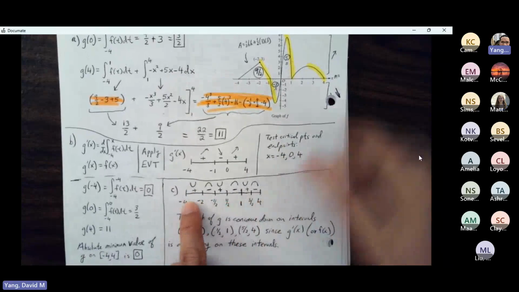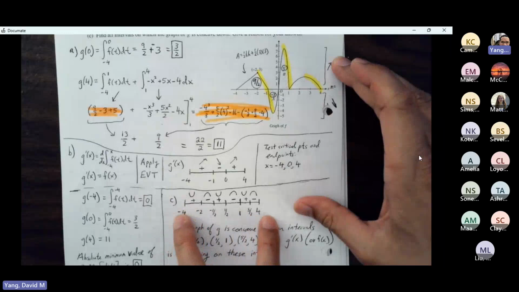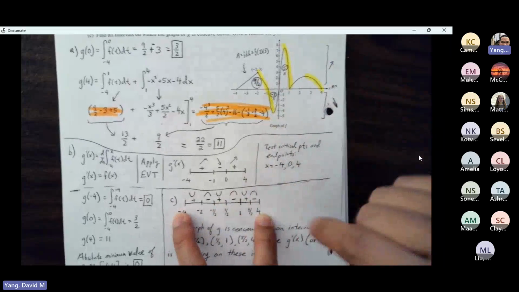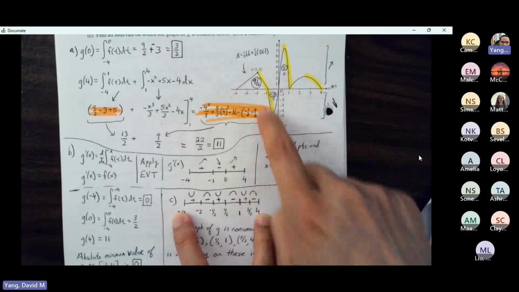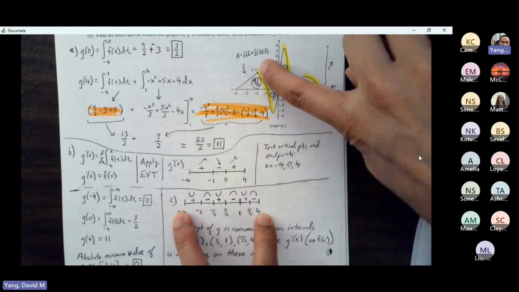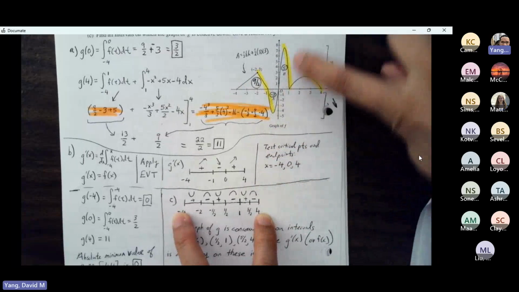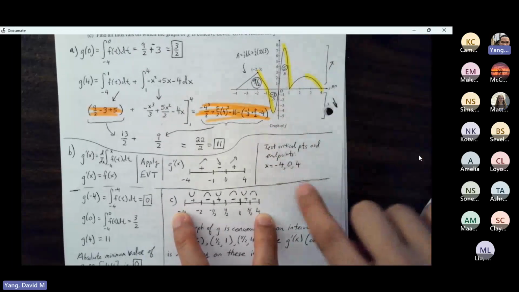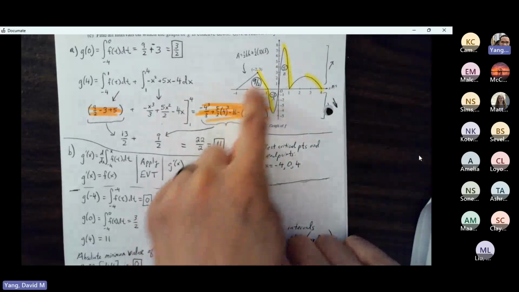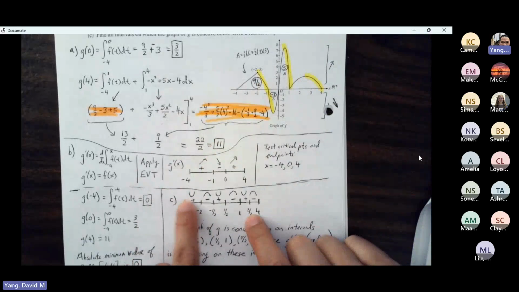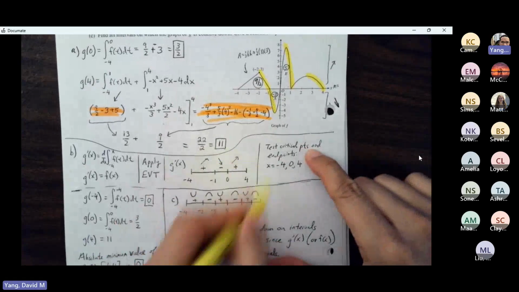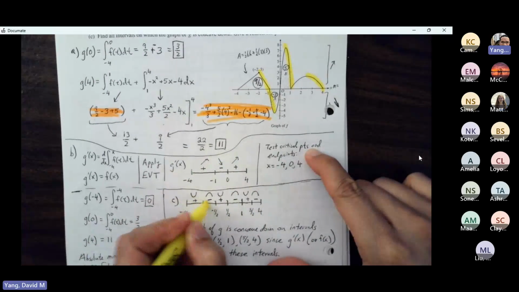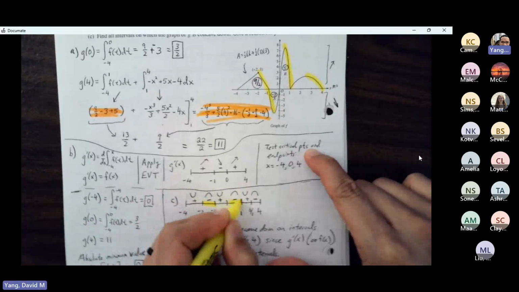I also just wanted to show, if you were to fill out a concavity sign line, your critical points would be your peaks and valleys, right? Your points of inflection will be at negative 2, negative 1 half, 1 half, and 2.5. And then wherever the positive slope is going to be concave up. Wherever negative slope is concave down. So you can also create this table, and then you can also pull this from your sign line.